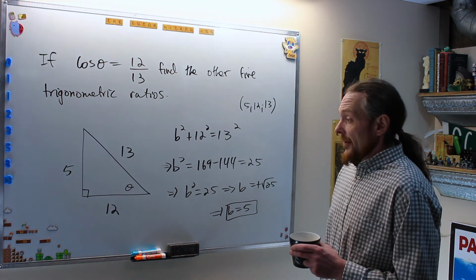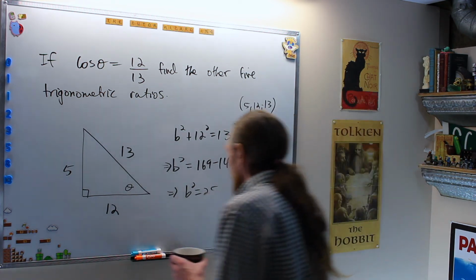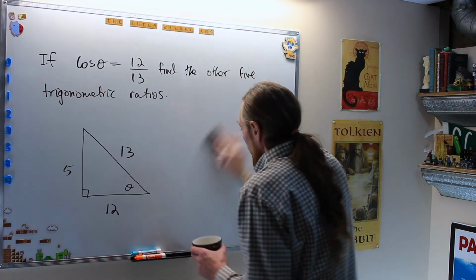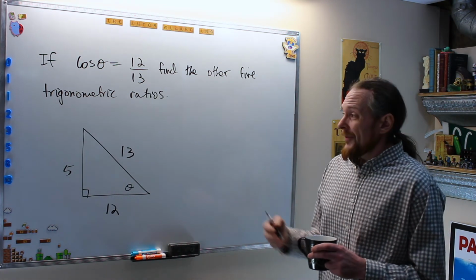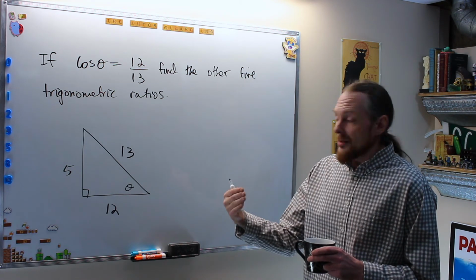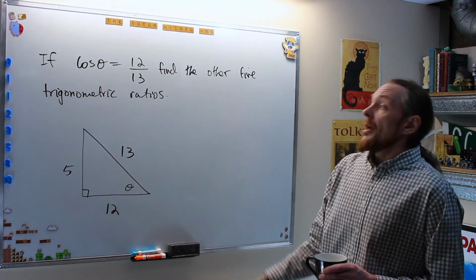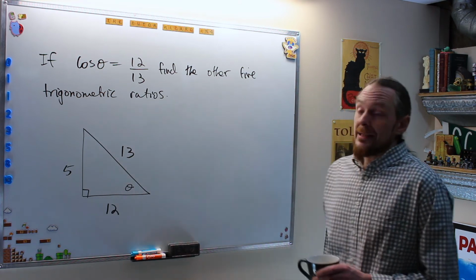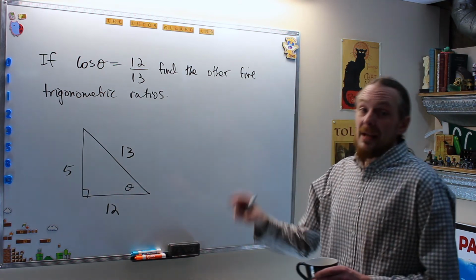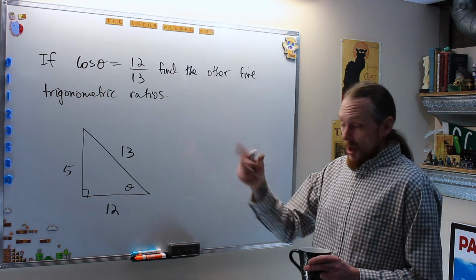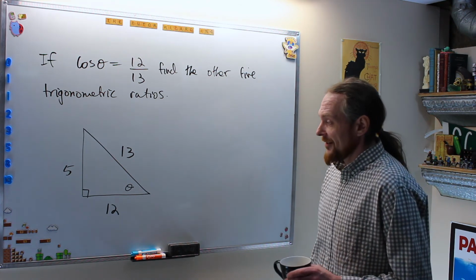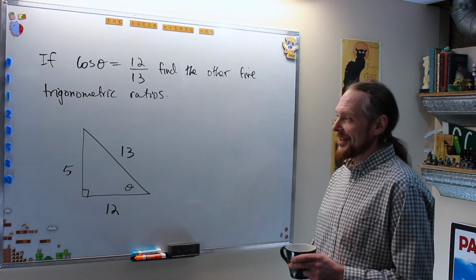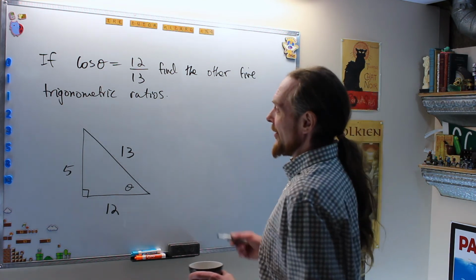Now that I have the third side in this right triangle, we just compute all of the trigonometric ratios. The first three are the definitions: sine is opposite over hypotenuse, cos is adjacent over hypotenuse, and tan is opposite over adjacent. And then the other three are the reciprocals of those. I can't remember the other mnemonic I tried to make up. You'll see, watch the other video.